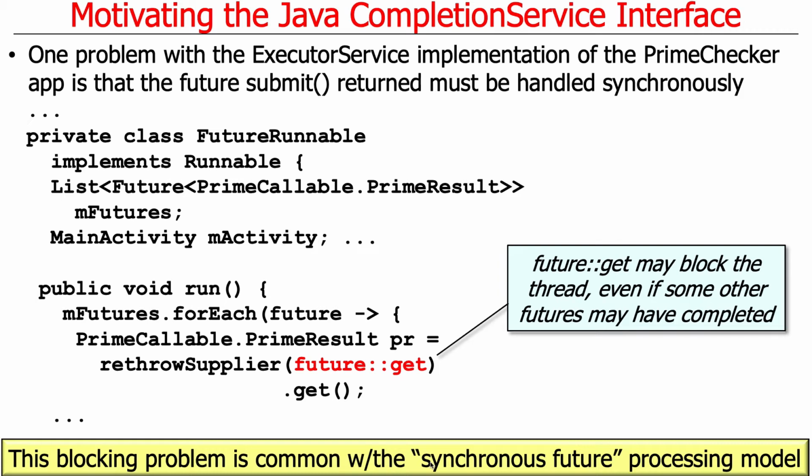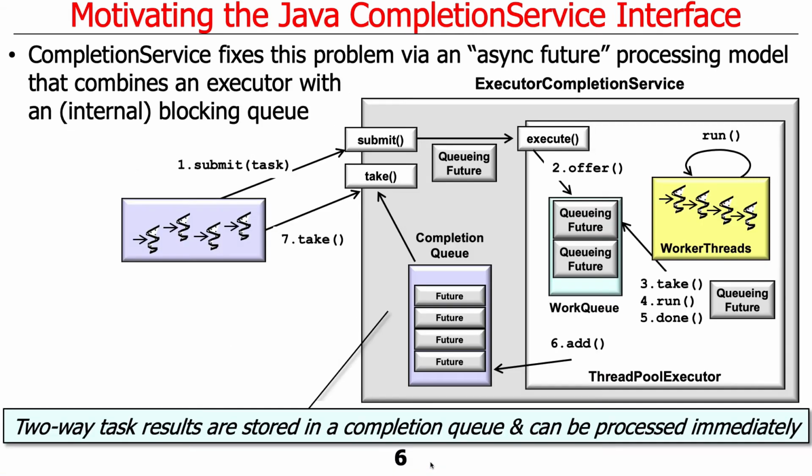You find out when you get to the point where you can ask it, are you done, by calling its get method. So another way to look at this is the get method here may block even if some other futures have already completed and we just haven't got around to asking if they're done yet. So that means that your program is not as responsive as we would like it to be.